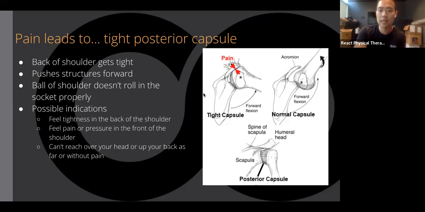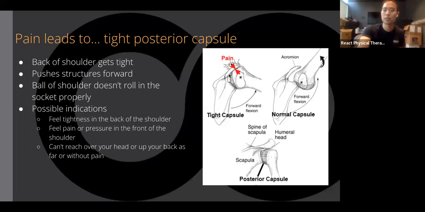So if you look at the diagram here on the right side, you can see that in a normal capsule, there's still space underneath this structure here, and therefore there's no pain or less pain. But you can see on this left one with a tight capsule, as someone's raising their arm forward, the bone here actually goes straight up instead of gliding and rolling. And so you get pain.